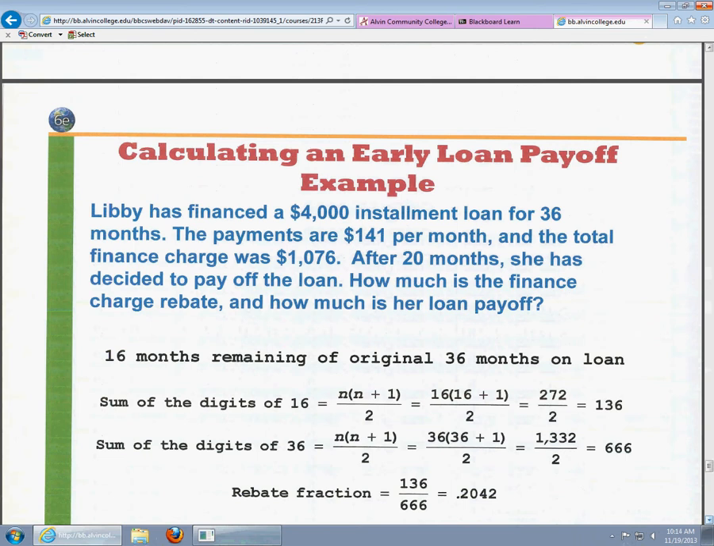Okay, now we're ready to do step 2, which is to find the finance charge rebate. It's taking the rebate fraction from step 1 times the total finance charge, which they've given as $1,076, our total finance charge.